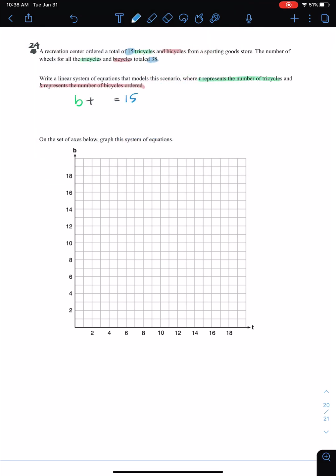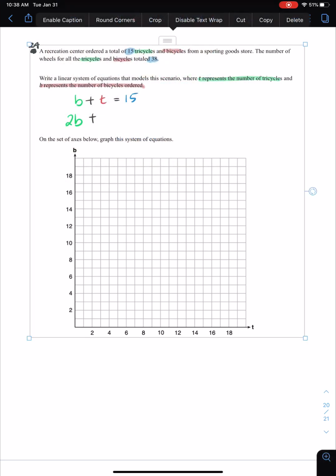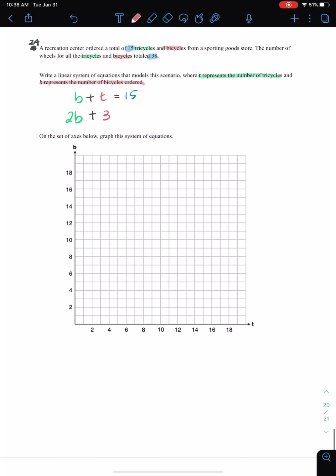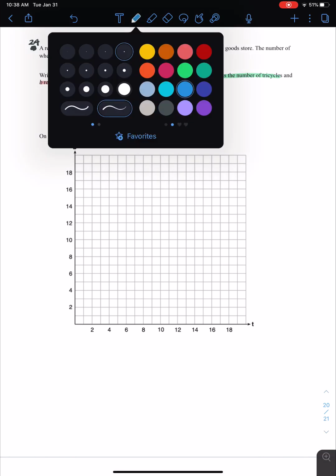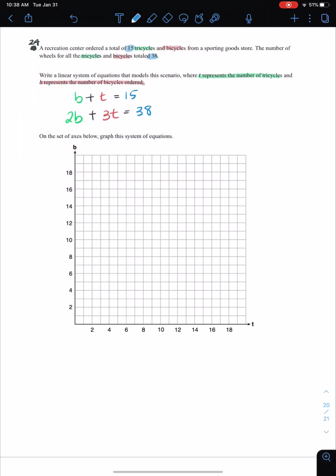I don't know why I put C. It should have been T. So 15 tricycles and bicycles. And then the total wheels for the tricycles and the bicycles. So we know that the bicycles have 2 wheels, and the tricycles have 3 wheels. And all together, those total to 38 wheels. All right, so if they total to 38 wheels, this would be our system of equations.